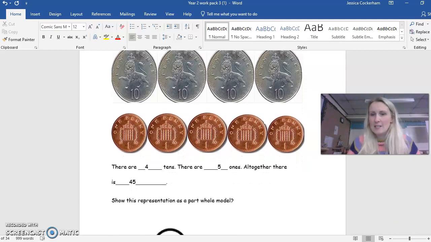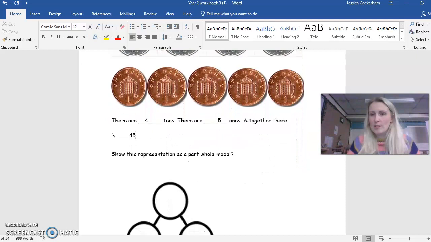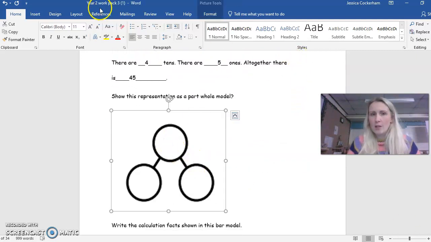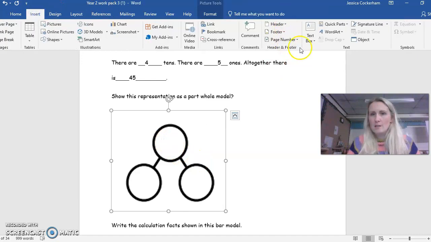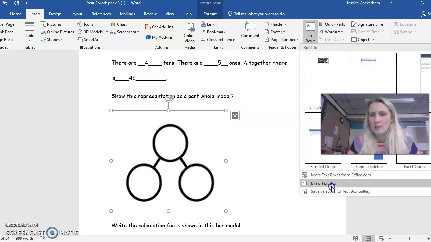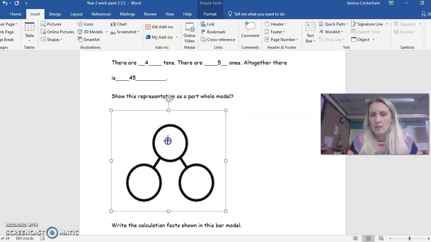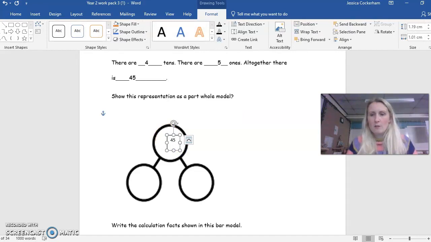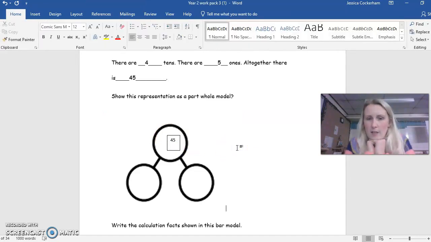Now, let's see if we can show this as a part-whole model. We did this yesterday, didn't we? Let's go down here. I'm going to insert a text box. So we're going to our part-whole model. I'm going to put in the first part for you, then you fill in the missing parts.